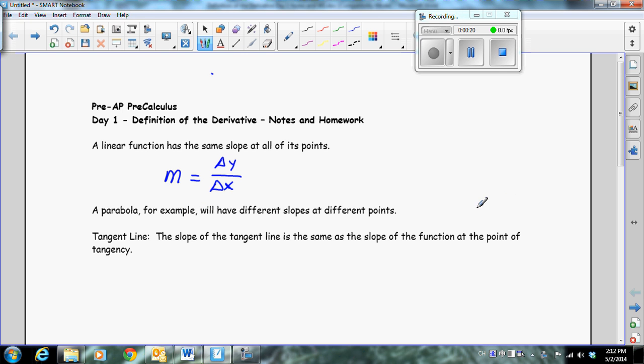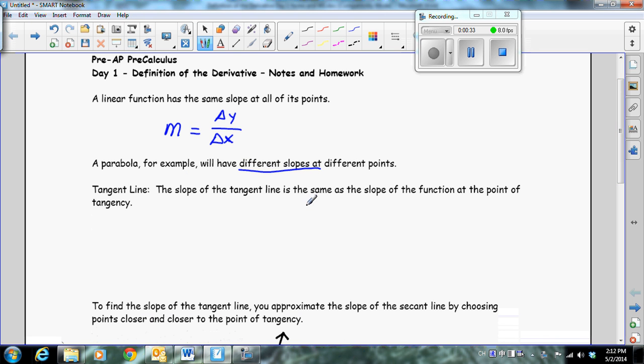A parabola, for example, has different slopes at different points. Now, this is very important for you to know that here it is no longer the same slope. It's different. So, tangent line. The slope of a tangent line is the same as the slope of the function at the point of tangency.